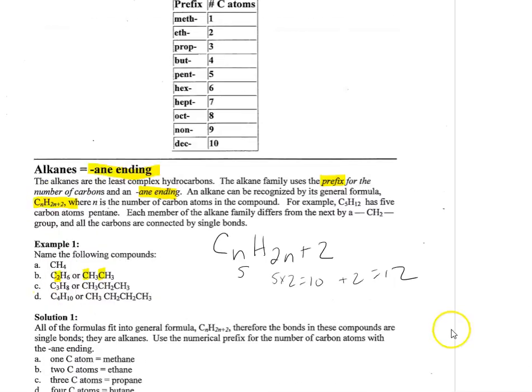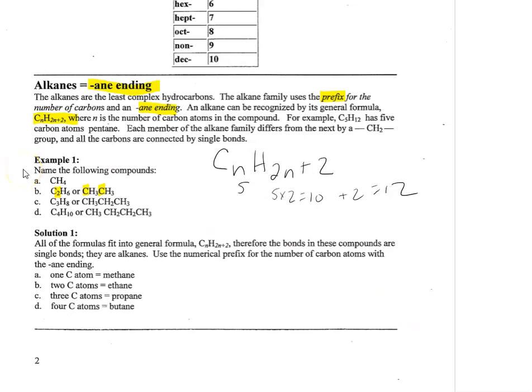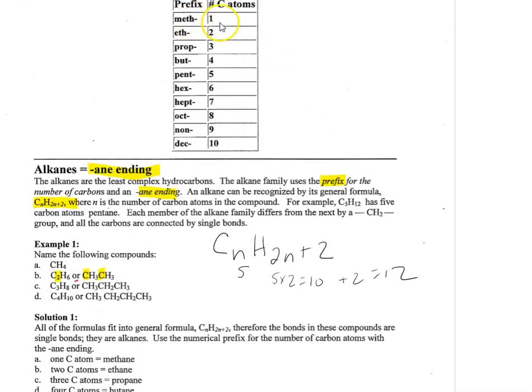The second one, let's count all of the carbons together. This is two carbons, one, two. If we have two carbons, that's going to be eth, so that's going to be ethane.